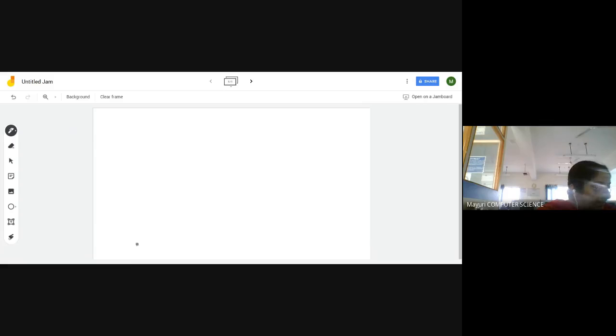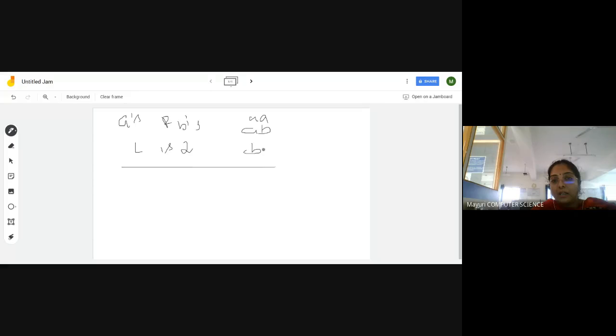The next one is strings of A's and B's whose length is 2. Length 2 strings with A's and B's combination, right? It could be AA or AB or BA or BB. Any of these is possible, and any of these means one or the other.